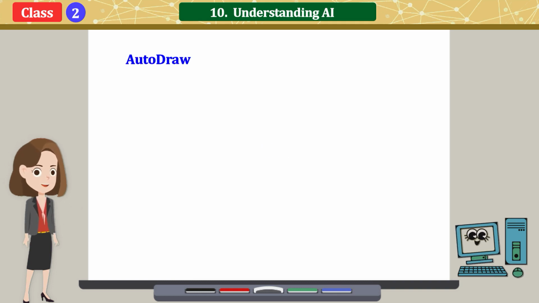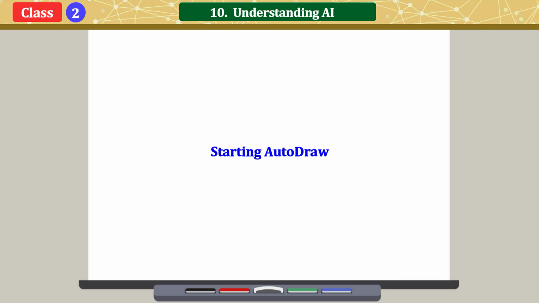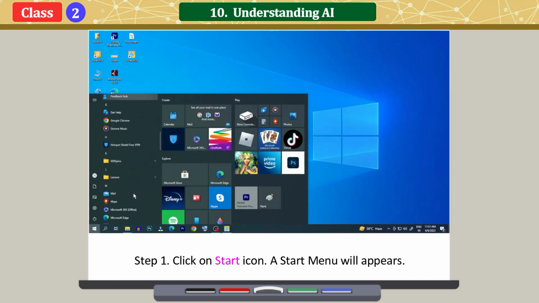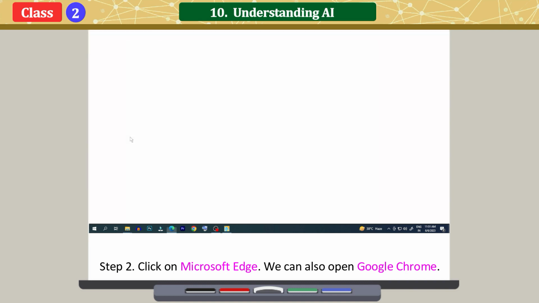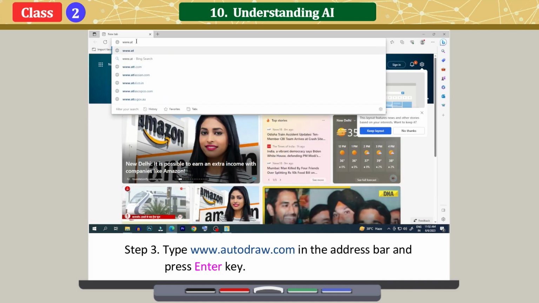AI Lab: AutoDraw. AutoDraw is an AI-based online drawing tool. It employs machine learning or artificial intelligence. This drawing program transforms rough sketches or doodles into meaningful images. Starting AutoDraw. Click on Start icon. Click on Microsoft Edge. We can also open Google Chrome, type in the address bar and press Enter key.